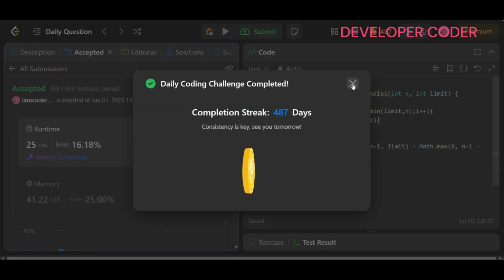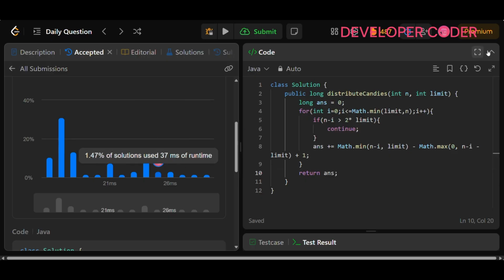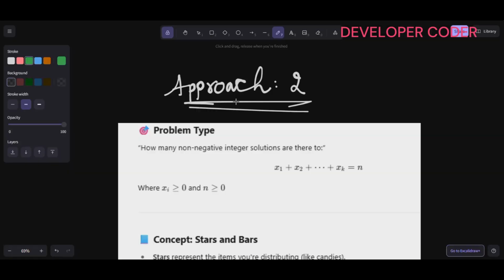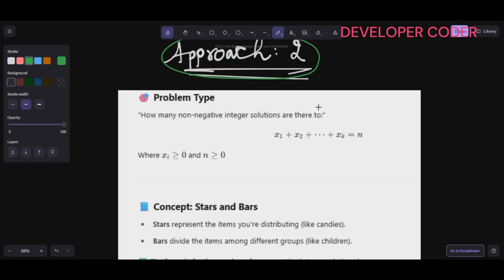So see, our solution is accepted, right? Okay, so this is the solution for approach 1 of this problem. Now let's move to approach 2 of this problem. So here in approach 2 we are going to use this concept, stars and bars.